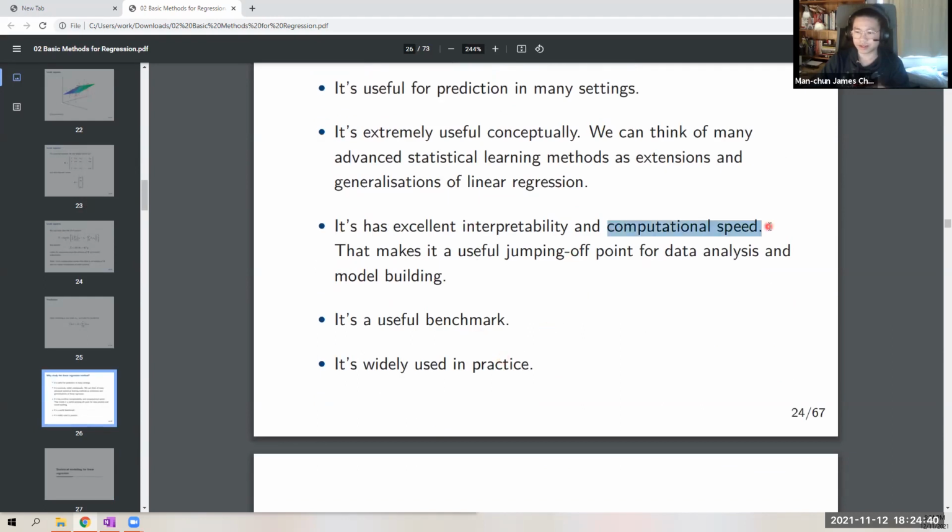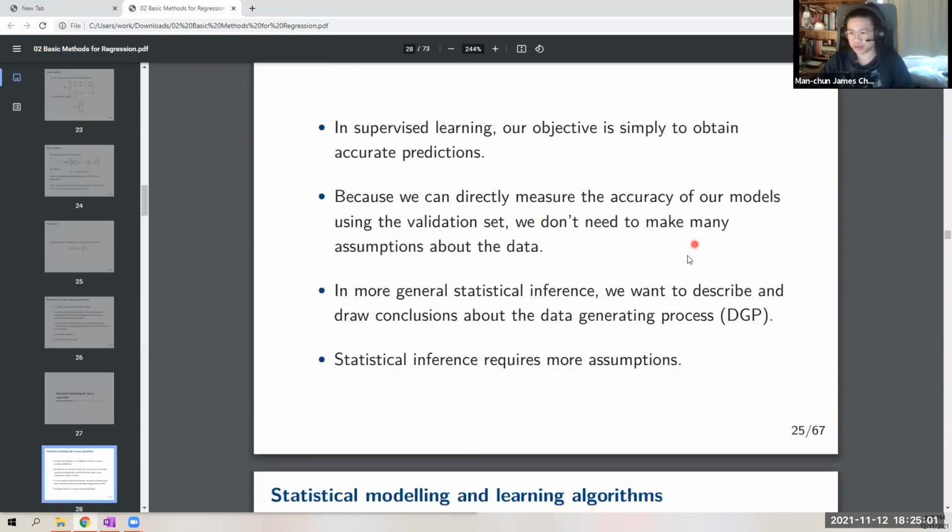Now, linear regression has good computational speed. In the beginning of the course, we hear computation speed and we're like, okay, whatever. But now that we're learning neural networks and gradient boosting, things are taking 10, 20 minutes. Computation speed is really useful, okay? So computation speed is very, very important.